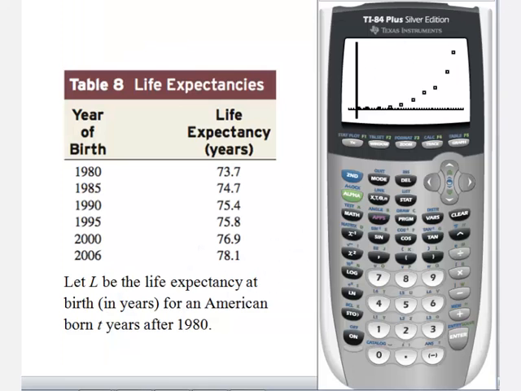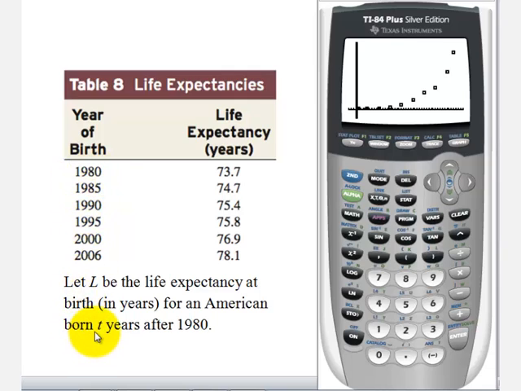Let's do another example. In this example, we are using Table 8, life expectancies. We're given the raw data, year of birth, and the corresponding life expectancy measured in years. If we let L be the life expectancy for an American born at T years since 1980. Now this is something that we'll do many times in this class, where we take a year and we simply want to count how many years after, let's say, 1980. So in this case, 1980 is going to become T equals 0.